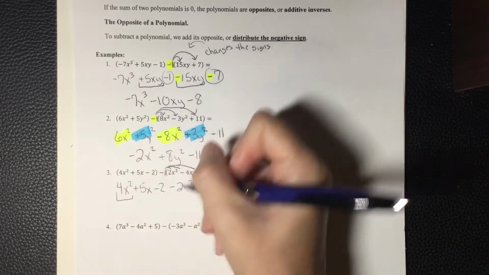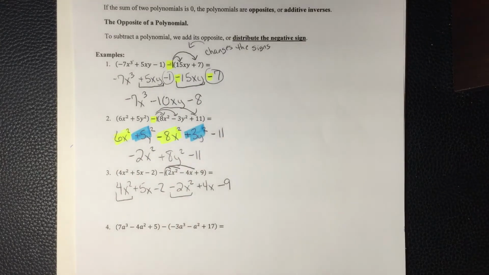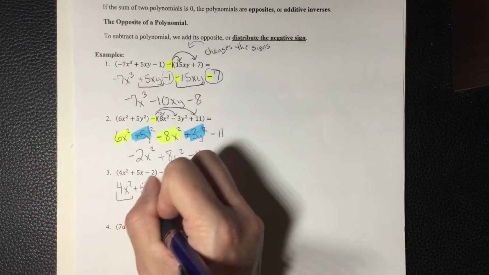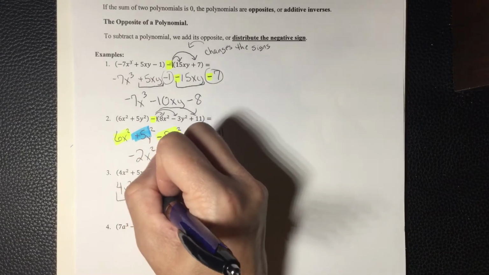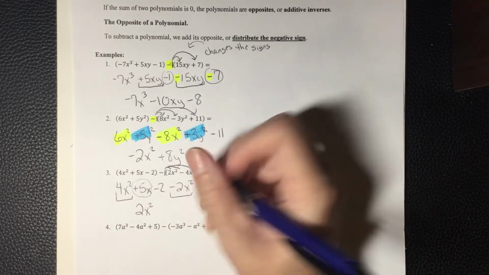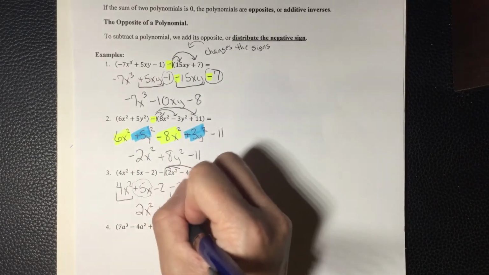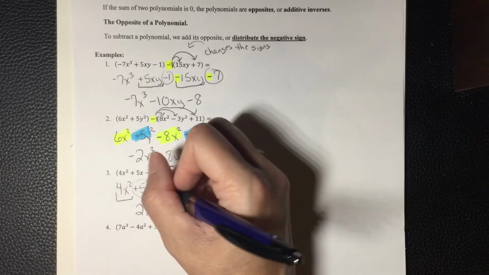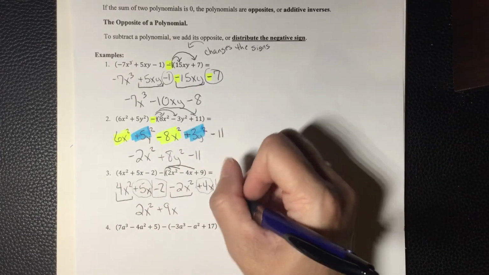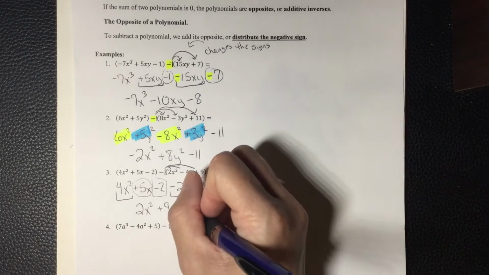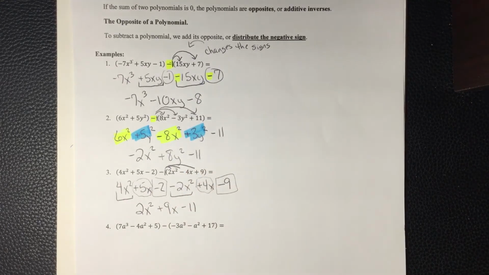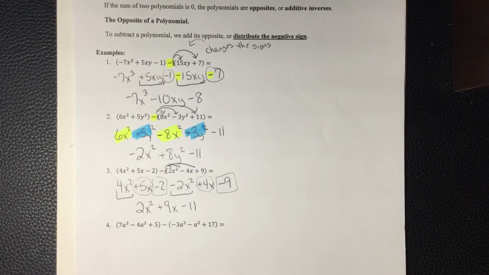All right, I'm going to do this without color. We've got our x squared, so 4 minus 2 is 2, 2x squared. We've got our x's. We've got a +5 and a +4, so that gives us a +9x. And then finally our constants, a -2 and a -9, they're both negative, so I add and keep the sign. All right, so nice descending order there.